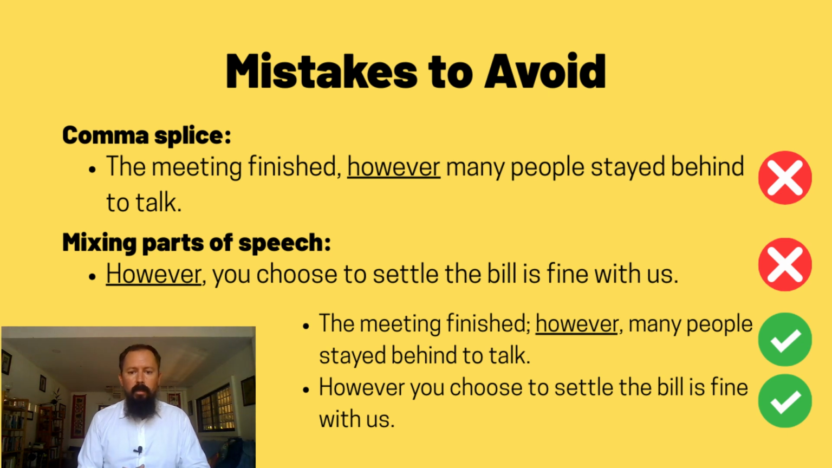Next, we come to mixing parts of speech. And that's what I mentioned just before there. When you say however you choose, so this is an adverb of manner, meaning in what way you choose, we can't just put a comma behind it. We can't put a comma behind it at all because it's not a conjunctive adverb. So these are the two main mistakes that we see with the word however.